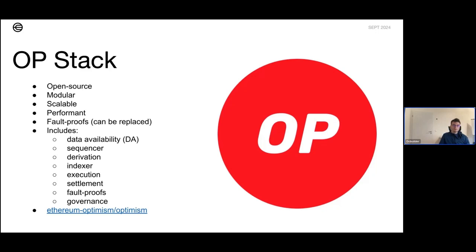And so what Optimism includes, we're going to get to some of the meat here, is essentially an implementation for these things that I list here: data availability, a sequencer, a derivation pipeline, an indexer, an execution environment, a settlement set of rules, a fault-proof program, and a governance mechanism.